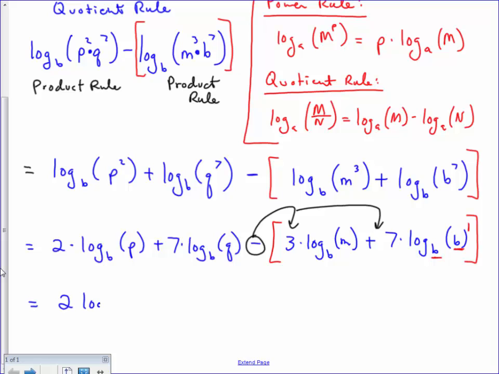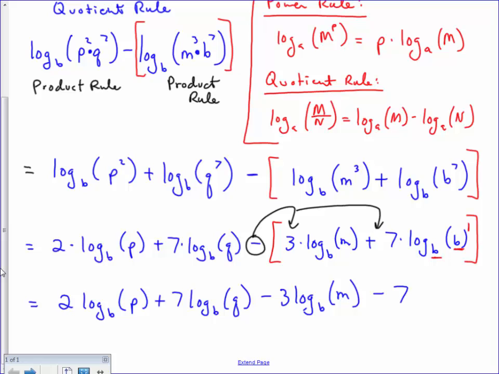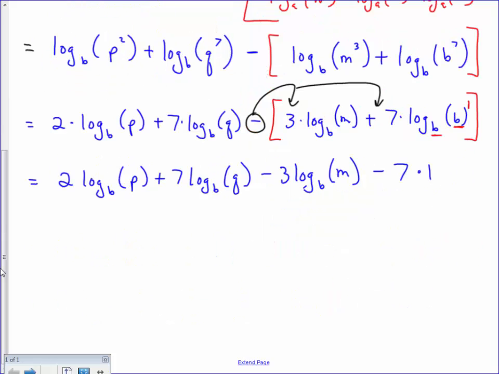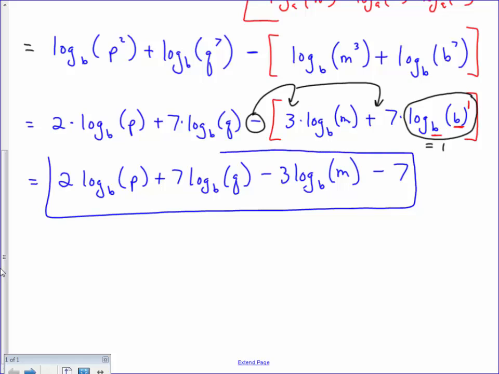So 2 log base b of p plus 7 log base b of q minus 3 log base b of m. Distributing the negative, this would become negative 7 and then times 1. Okay, and then I'm actually going to go back and erase the 1. 7 times 1 is just 7. What I'll do to help you remember that we've done that is note that this whole thing equals 1, so it can be reduced out. Okay, this would be your final answer.